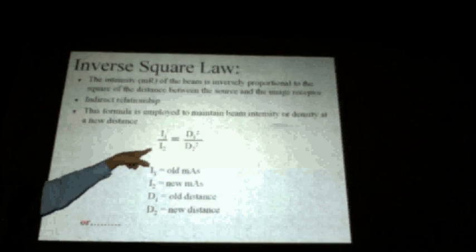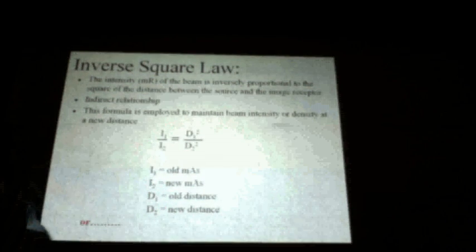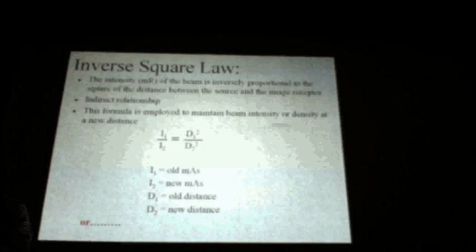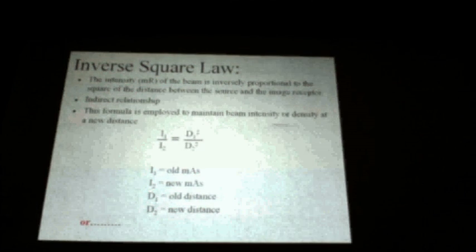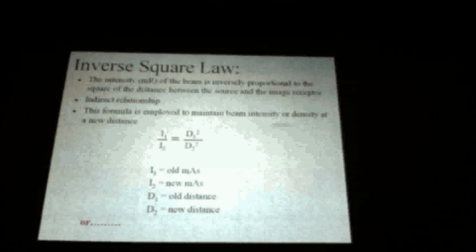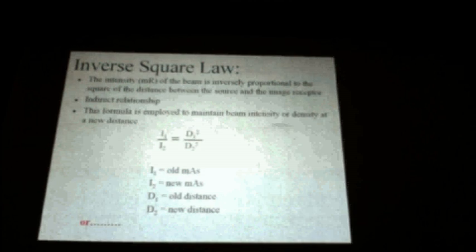Then you just have to solve it. You square these things and then cross multiply and solve for x. You can do it that way. I don't know, in my mind, I like to isolate x. I like to have x all on one side. It's just easier for me. If you like to cross multiply, that's your formula. But if you like to isolate x, that's it right there.